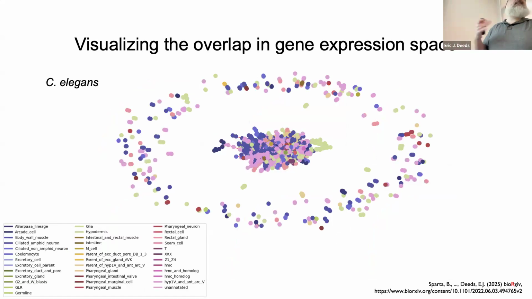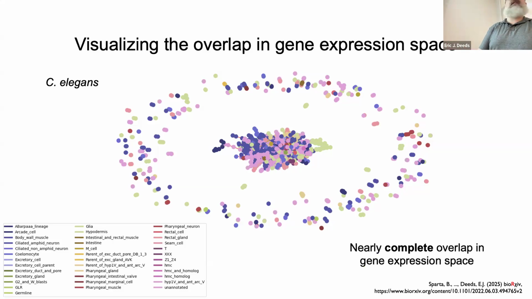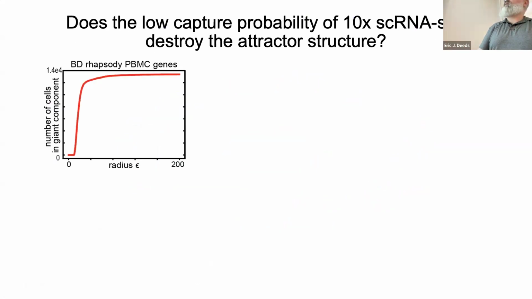One of the most shocking things for me, because the postdoc lab I was in was the C. elegans lab, and C. elegans has really well-established cell lineages, and it's a eutelic organism, meaning every time development happens, it happens in exactly the same way. And these are the annotated cell types that these researchers determined for each of the cells in their data set. And you can see that this giant component contains basically every single cell type that they identified. So we see no separation even here. There's nearly complete overlap in gene expression space.